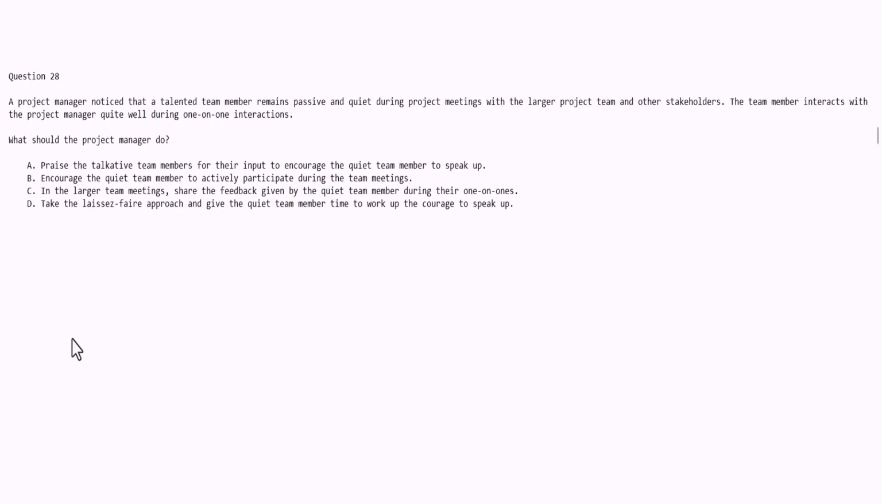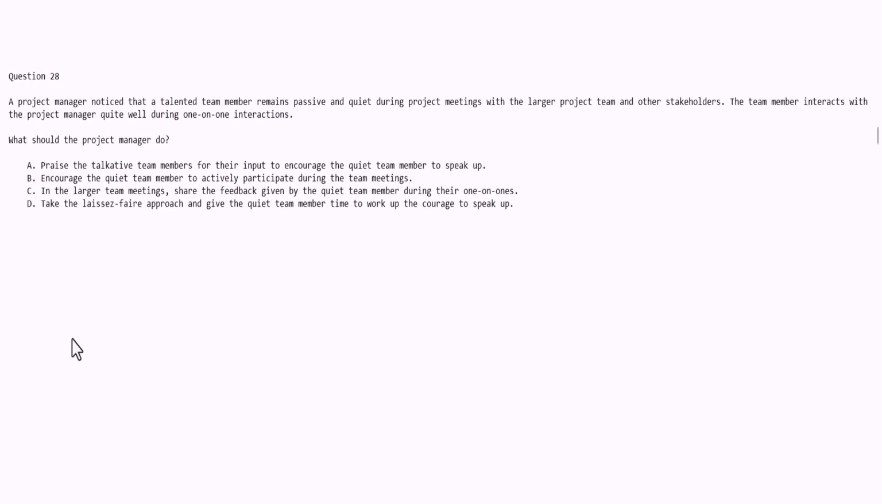Okay, so here we are with question number 28. Question number 28 states that a project manager noticed that a talented team member remains passive and quiet during project meetings with the large project team and other stakeholders. Now, that team member interacts with the project manager quite well during one-on-one interactions. So the question is, what should the project manager do?